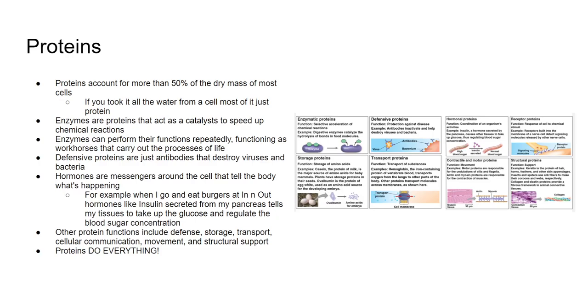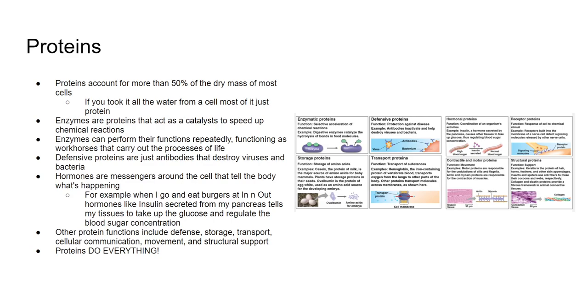And now we're going to get into probably the most important macromolecule, in my opinion, proteins. Proteins are very, very important, and an example of this is they account for more than 50% of the dry mass of most cells. So if you were to take out all the water from a cell, most of it would just be protein. So enzymes are proteins, for example, and they act as catalysts to speed up a bunch of chemical reactions. They can perform their functions repeatedly, functioning as workhorses that carry out the process of life.